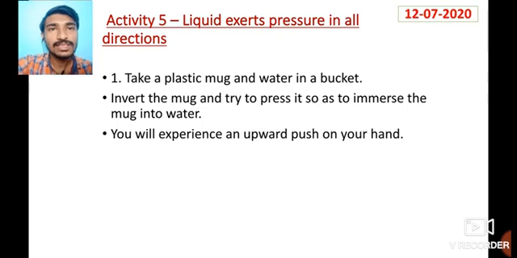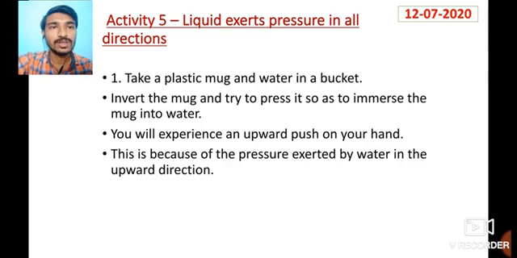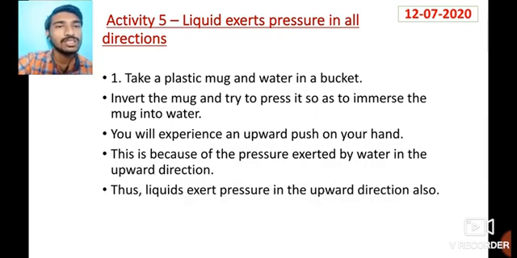You will experience an upward push on your hand. This is because of the pressure exerted by the water in the upward direction. So in water the pressure is exerted in all directions. This is the reason why you are not able to immerse the inverted mug into the water. Thus, liquids exert pressure in the upward direction also.